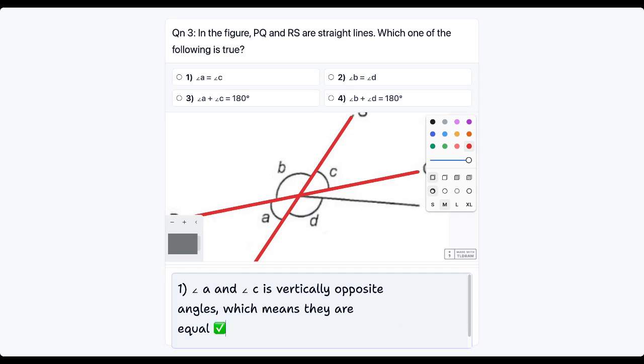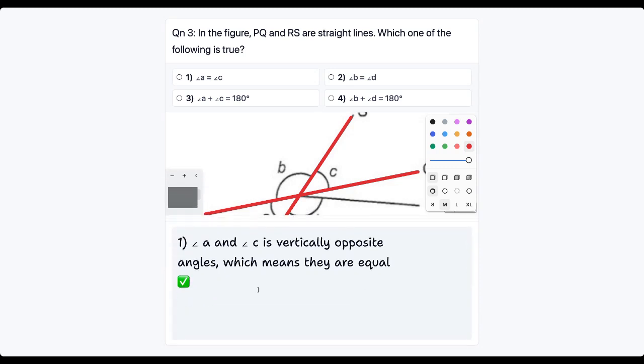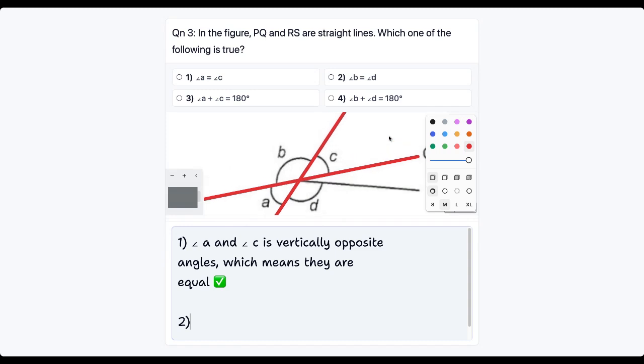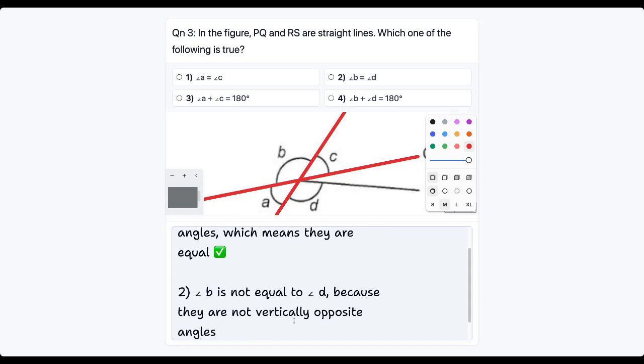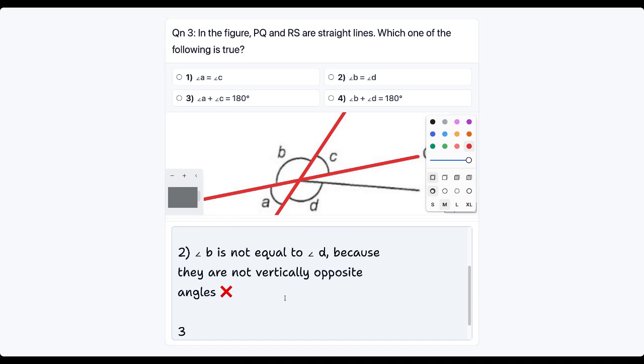All right. Let's move to the second option because it's good to learn about the other options as well. So B and D. Sadly, B is not equal to D, right? Angle B is not equal to angle D because they are not vertically opposite angles. So in this case, this is a cross. Okay, let's go to number 3.